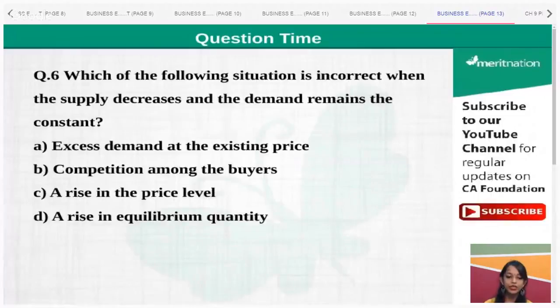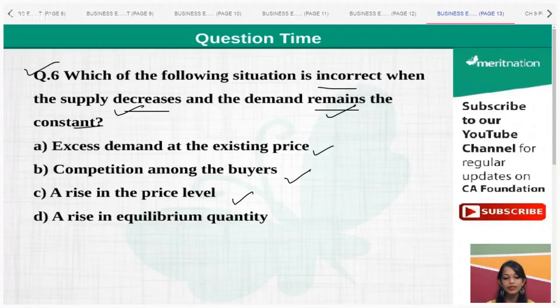Last question from this particular chapter. Which of the following situations is incorrect when the supply decreases and the demand remains constant? Now, again, this should be very simple. Use the graphics in your heads: which of the following is incorrect when the supply reduces and the demand remains constant? Simply, your supply curve is shifting leftwards. So what do you think is the correct answer, guys? Excess demand at the existing price, competition among the buyers, a rise in the price level, a rise in equilibrium quantity. Which of the following does not happen when your supply reduces, guys? Shivam, rethink.